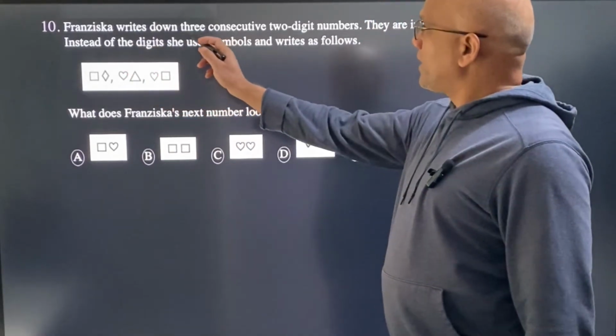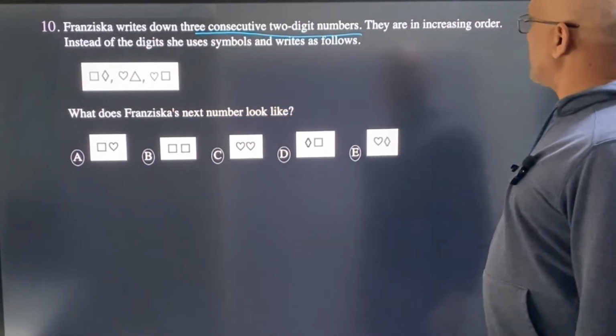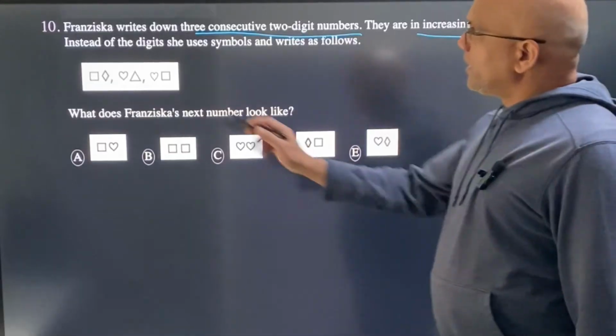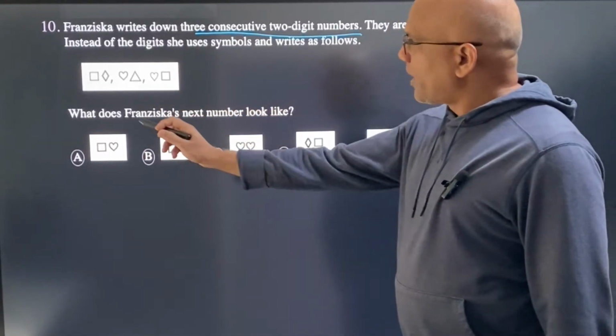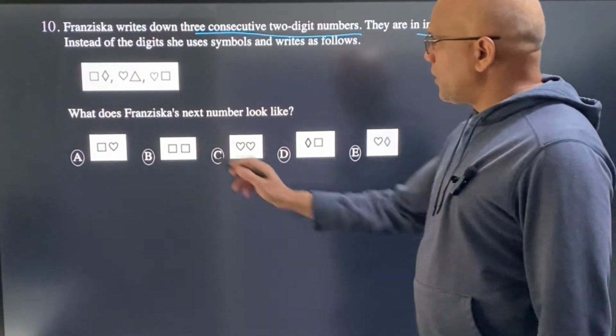Franziska writes down 3 consecutive 2-digit numbers. They are in increasing order. Instead of the digits, she uses symbols and writes as follows. What does Franziska's next number look like?